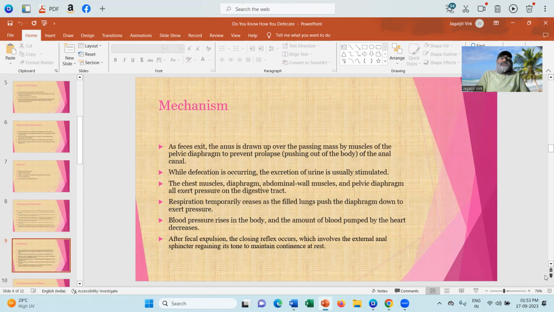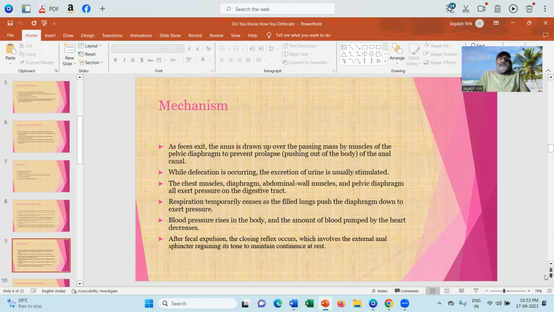Mechanism. As feces exit, the anus is drawn up over the passing mass by muscles of the pelvic diaphragm to prevent prolapse, that is, pushing out of the body of the anal canal. While defecation is occurring, the excretion of urine is usually stimulated. The chest muscles, diaphragm, abdominal wall muscles, and pelvic diaphragm all exert pressure on the digestive tract.